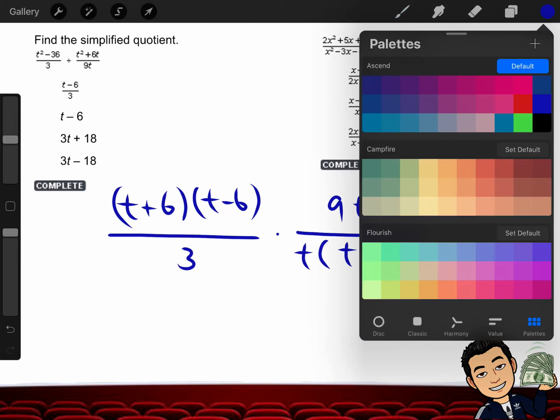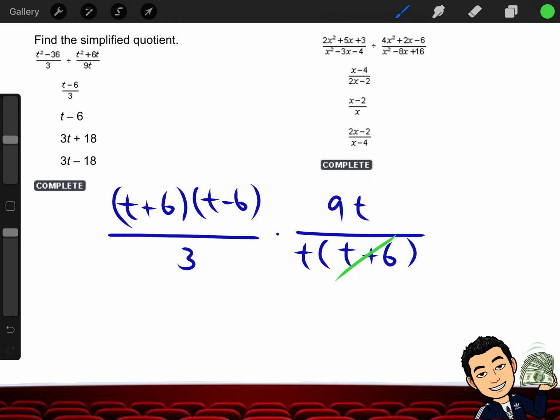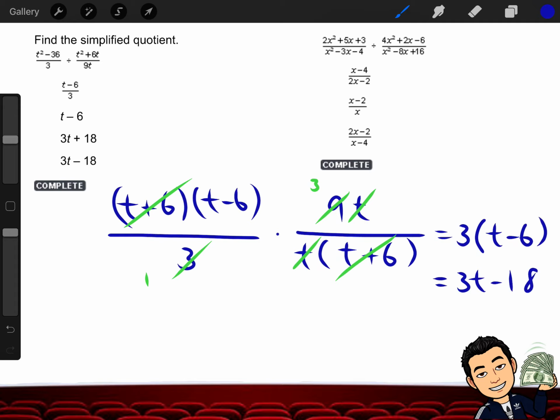Okay, so let's start canceling out stuff. Okay, 3 and 9, it's going to become 1 and 3 here. And you can cancel out the t's. So you're going to end up getting just 3 times t minus 6. Okay, that's equivalent to 3t minus 18. So you're going to pick the last one.